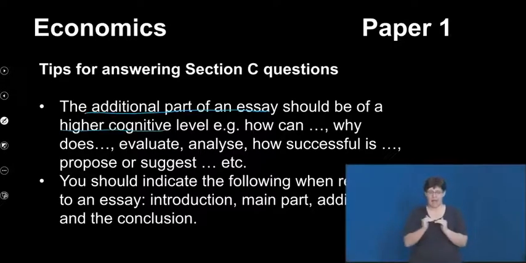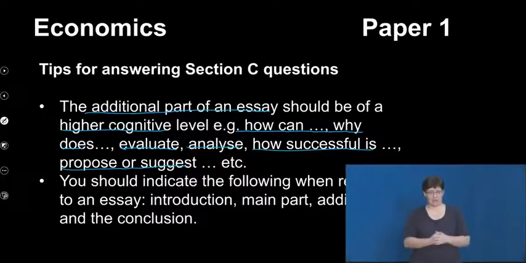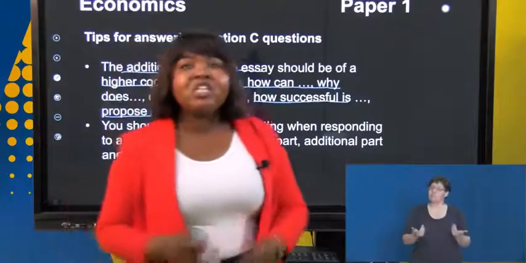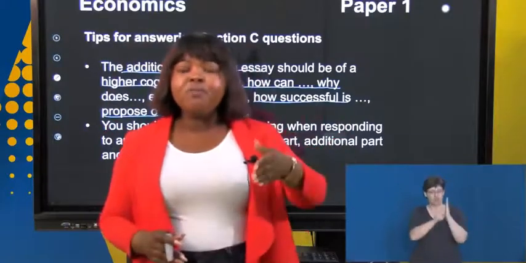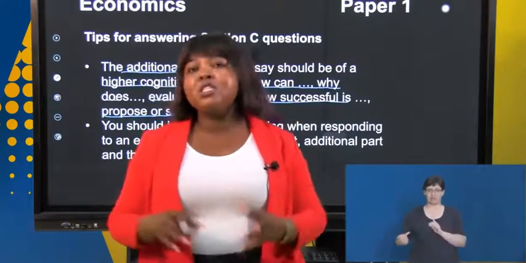When we move on to the additional part of the essay, it should be of a higher order, cognitive level. Like, for example, the kind of questions you can expect here are questions like how can, why does, evaluate, analyze, how successful is, propose or suggest, etc., etc. Right. Typically, for evaluate kind of question, boys and girls, I would suggest that you write arguments for and also arguments against, then be able to draw an appropriate conclusion.